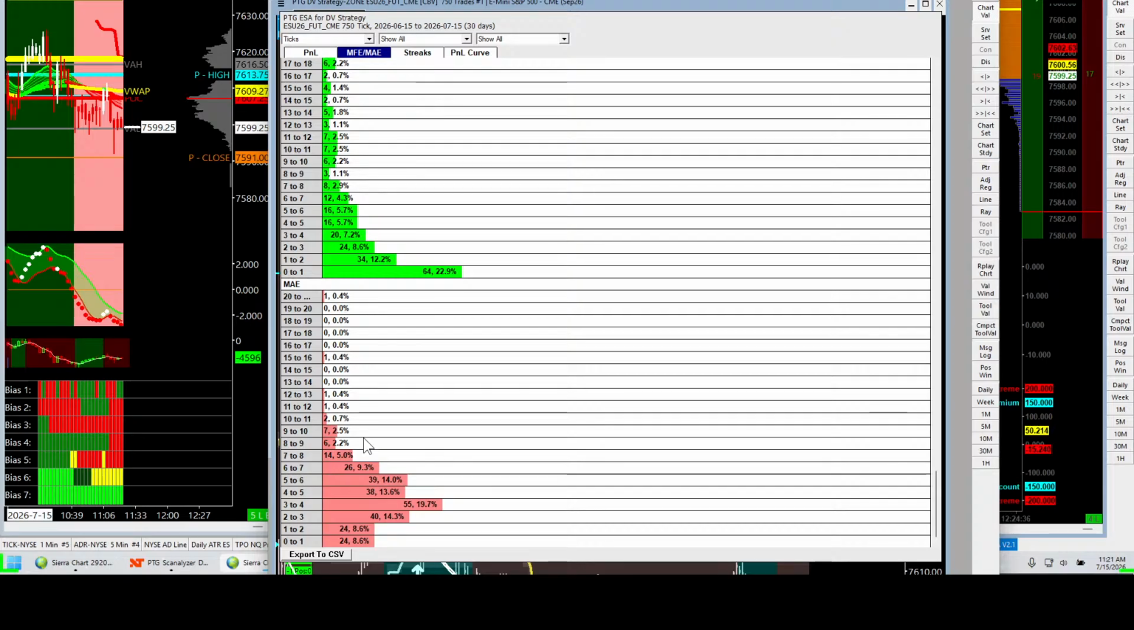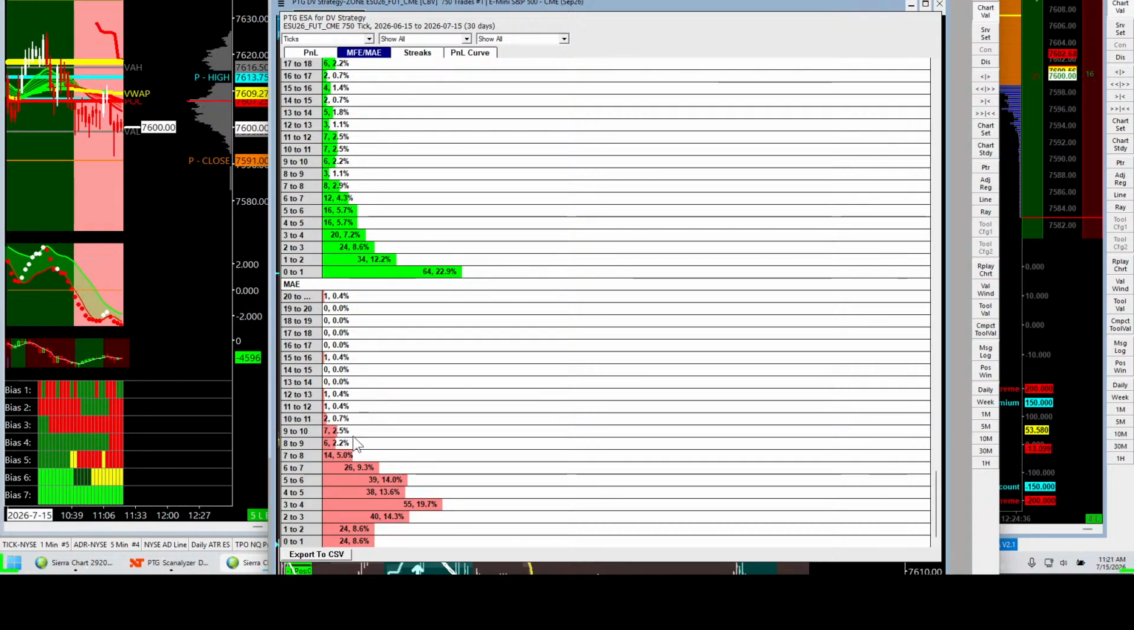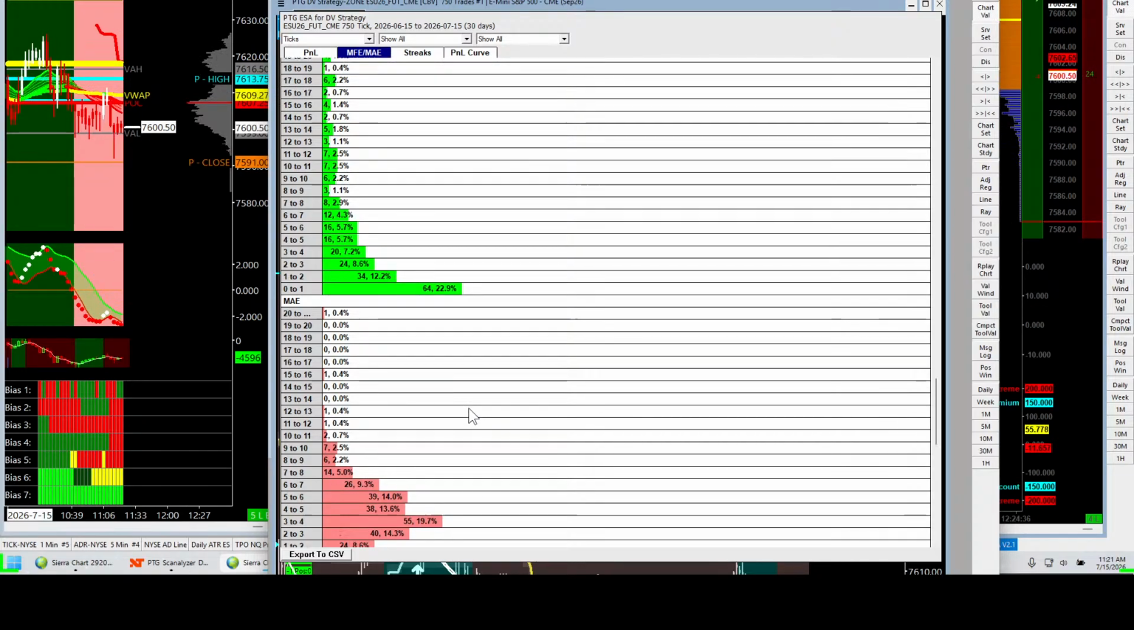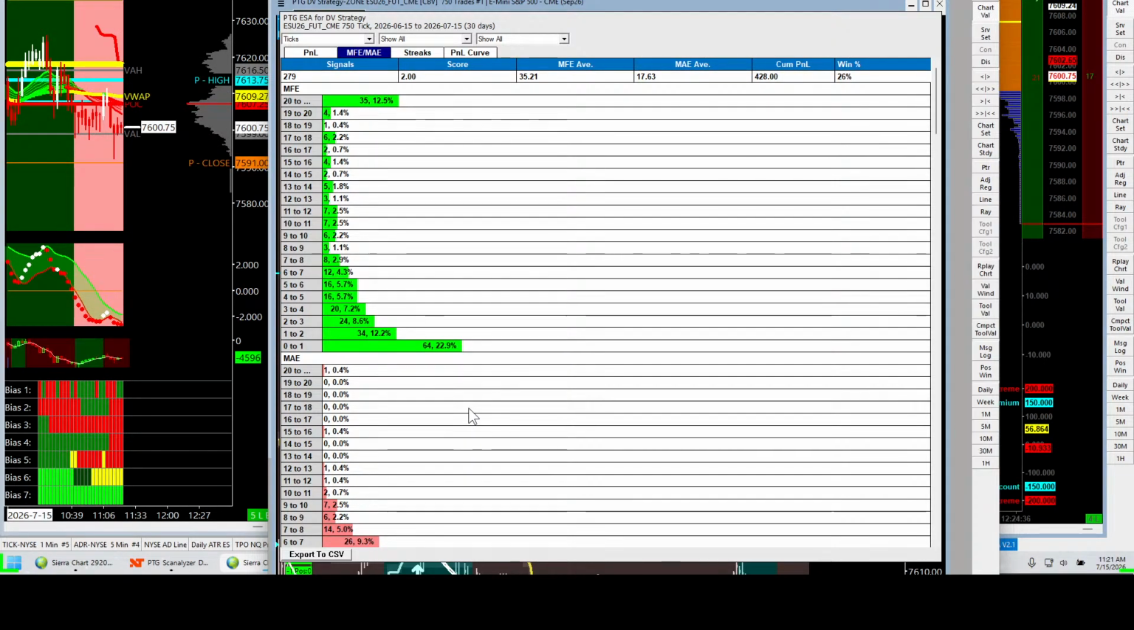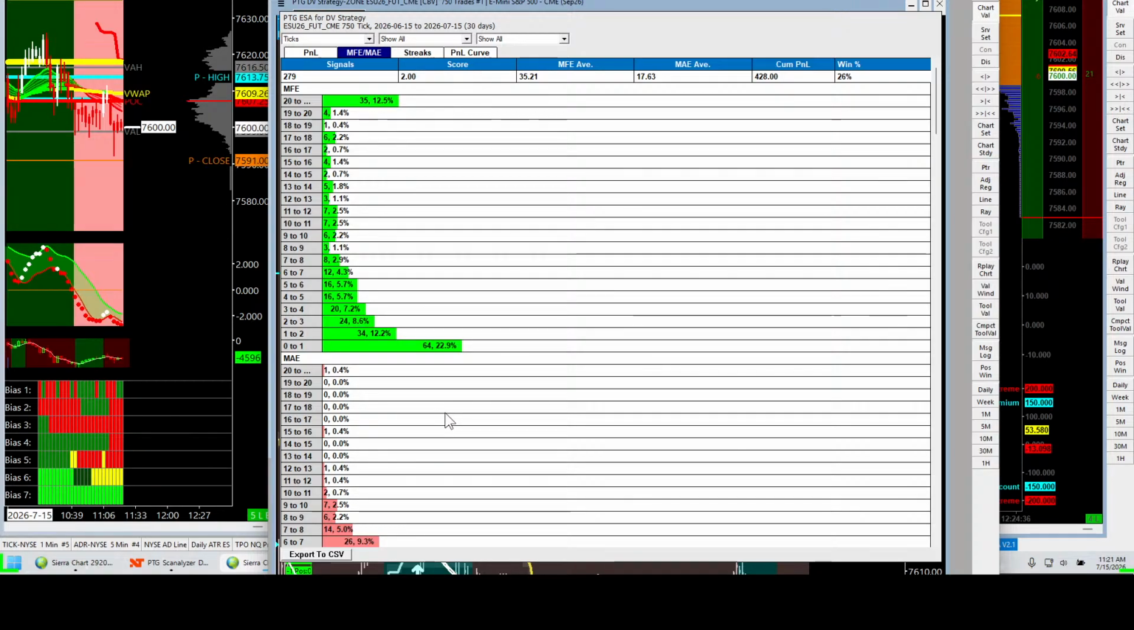Again, this is historical data. That doesn't mean the particular trade you're trading at that moment can't go minus 10. Certainly it can, but the frequencies of them are less. All right, everybody following?